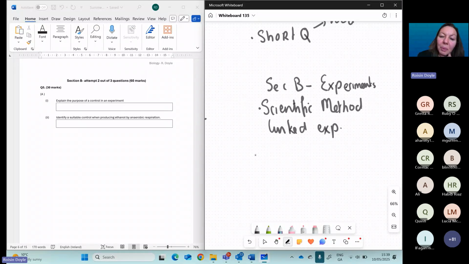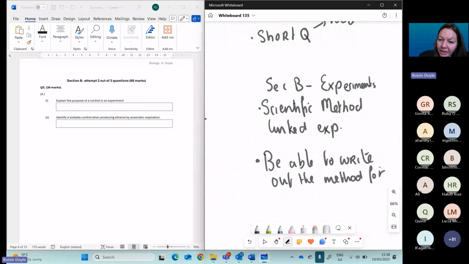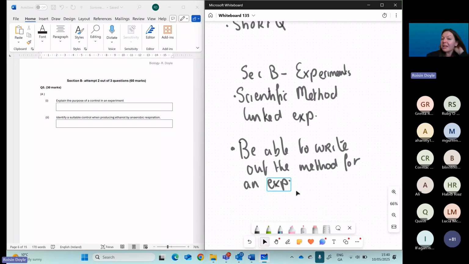Yes, you could be asked for sure, based on the Leaving Cert 2024, you absolutely could be asked to write out the method for an experiment. Okay, you absolutely could be asked to write out the method for an experiment.